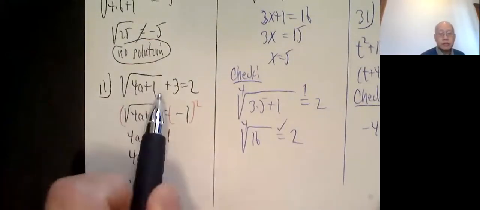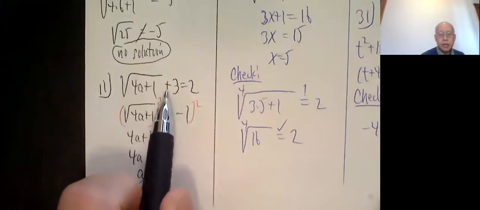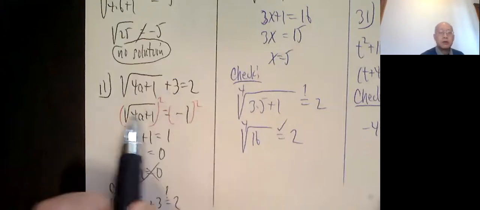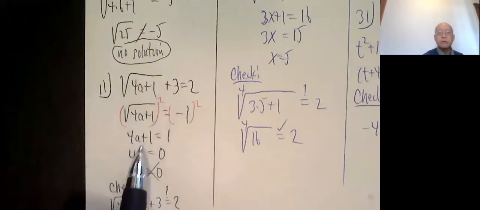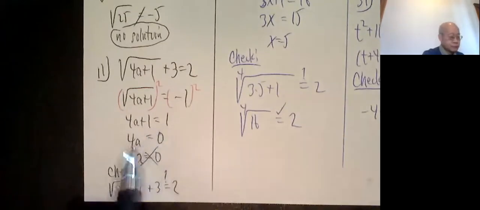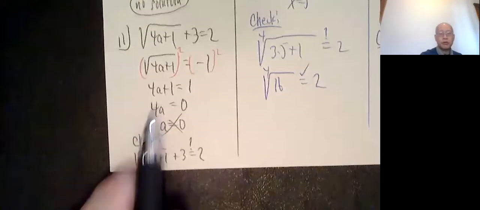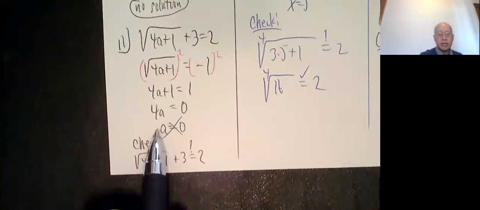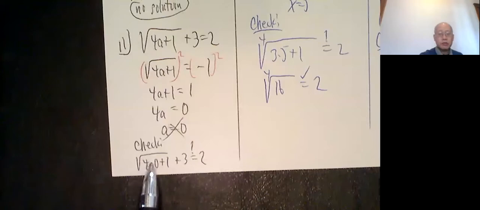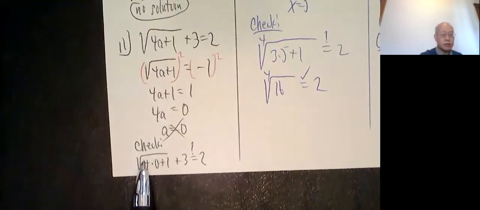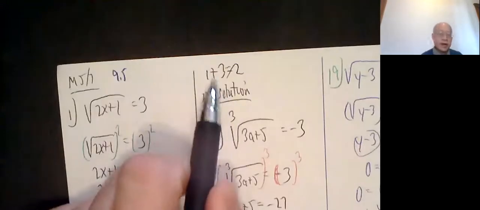Okay, 11. Square root of 4a plus 1 plus 3 equals 2. Get rid of the 3, subtract 3. Square root of 4a plus 1 is negative 1. Square both sides. 4a plus 1 equals 1. Subtract 1. 4a equals 0. Divide by 4. a equals 0. However, again, it does not check. If you put a 0 in here, square root of 4 times 0 plus 1 plus 3, is that equal to 2? Well, this comes out to be 1. 1 plus 3 is certainly not equal to 2. No solution.